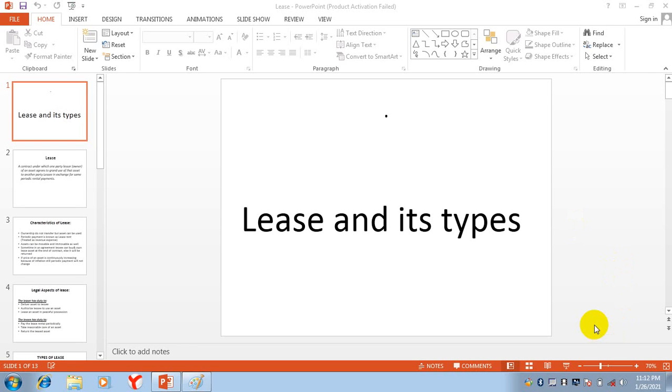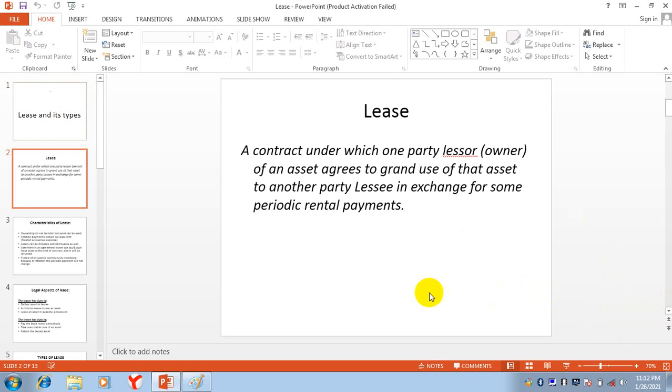Bismillahirrahmanirrahim. In the previous class, we discussed dividends and their forms. Today, we are going to start the next chapter, that is lease and its types.